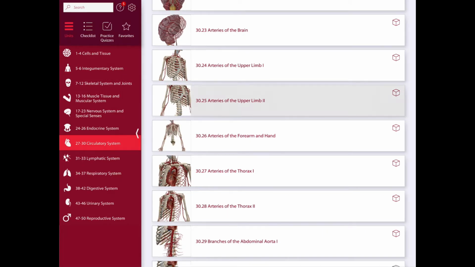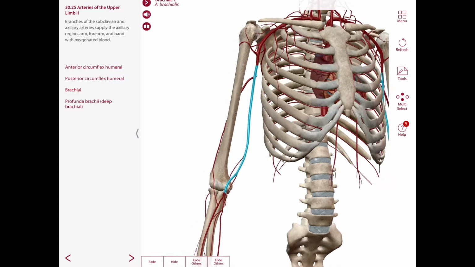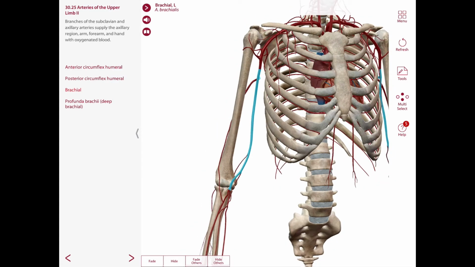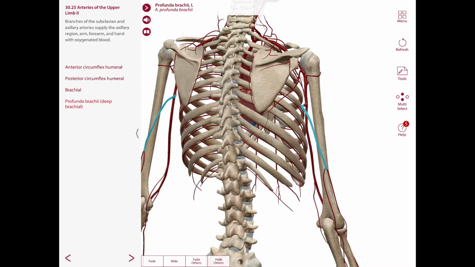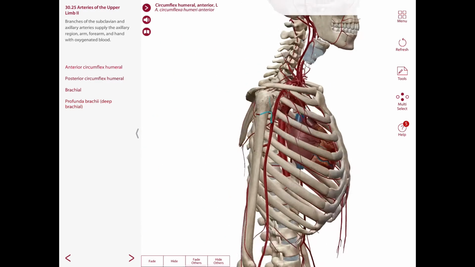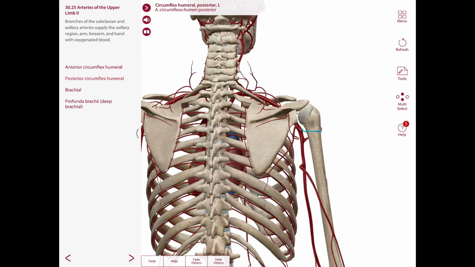In the upper extremity, also coming from the subclavian and axillary, we're going to have this brachial artery, which will give you some branches such as the profunda brachii. But also coming from the axillary, we have the anterior circumflex humeral and posterior circumflex humeral.